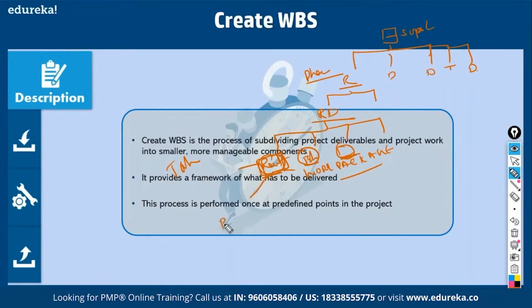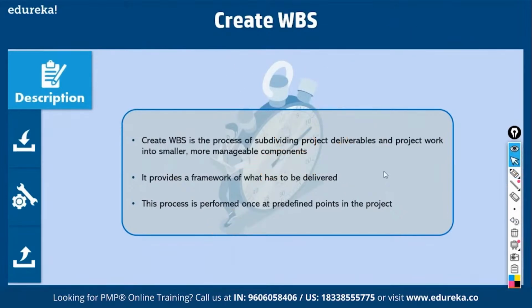Number one, I have to do a bit of research. Number two, I have to collect requirements. Number three, I have to document requirements. Number four, I have to get a sign off. So like this, you split a work package into activities and plan how to deliver it. This is called create WBS. This is a very important step in the scope definition process.